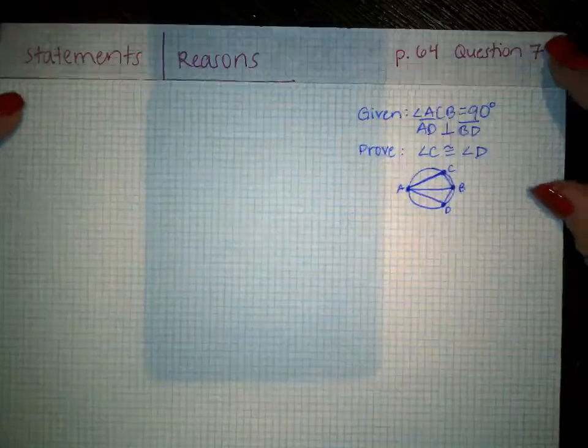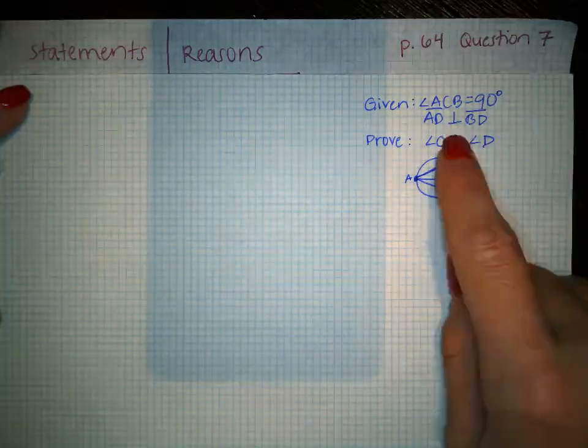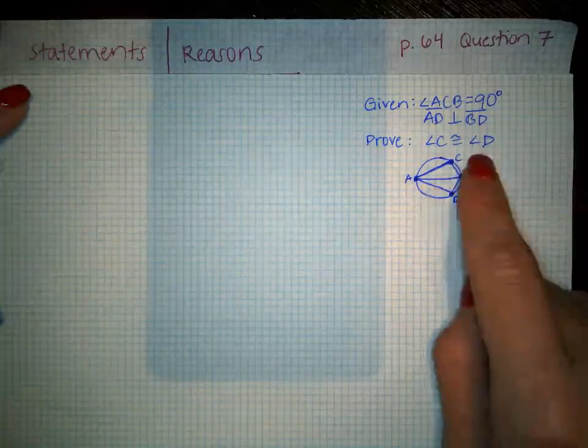We're going to look at page 64, question number 7. Okay, it looks like this. This is your given information, including your picture. They want us to prove that angle C is congruent to angle D.